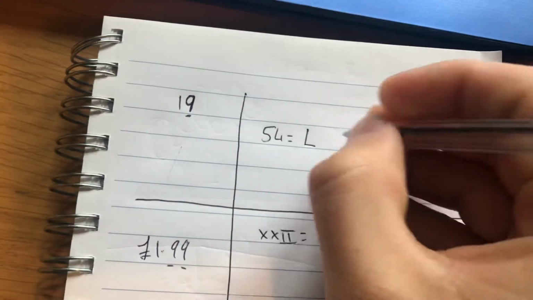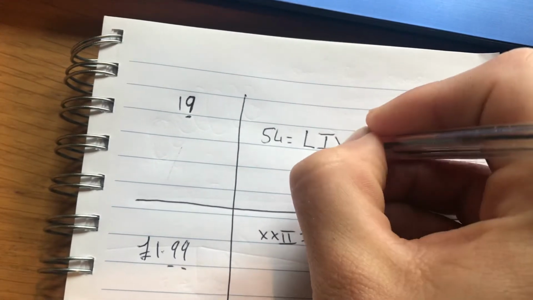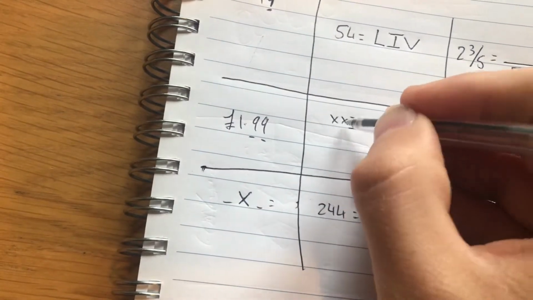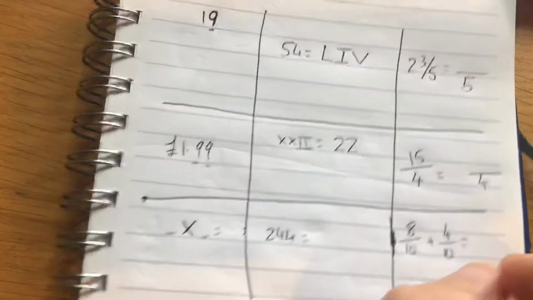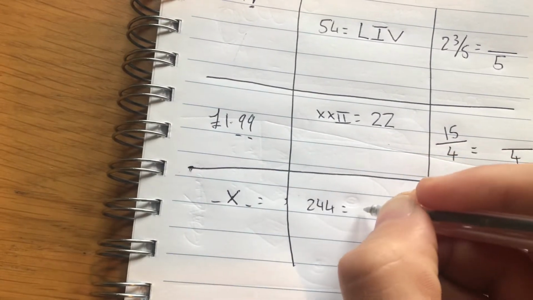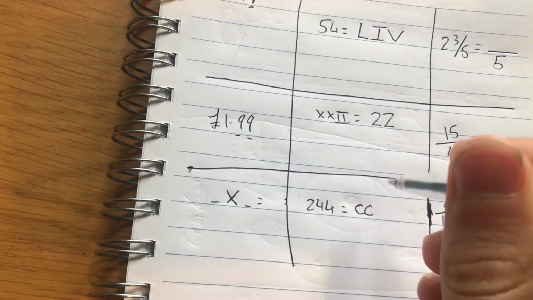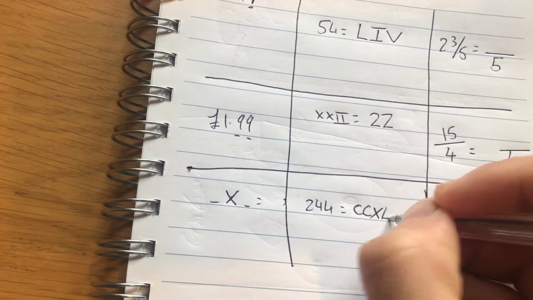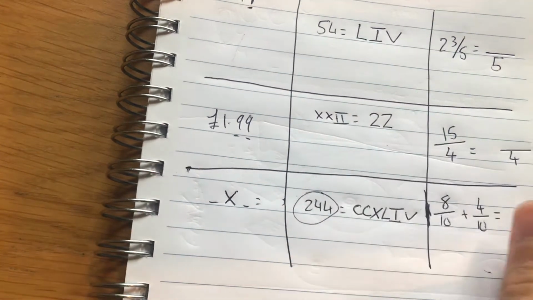54 as a Roman numeral. Well, 50 is L, and 4 is 1 before 5. Then 22 is XXII, that's 10, 20, 1, 2, 22. And then 244: well, we've got 200, so 2 hundreds, then 40, which is 10 before 50, and 4, which is 1 before 5. Make sure that doesn't catch you out. I love a Roman numeral.